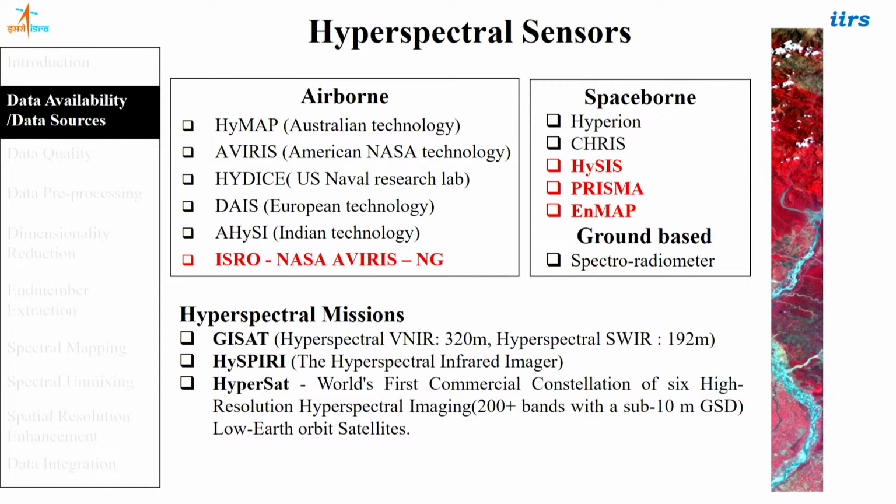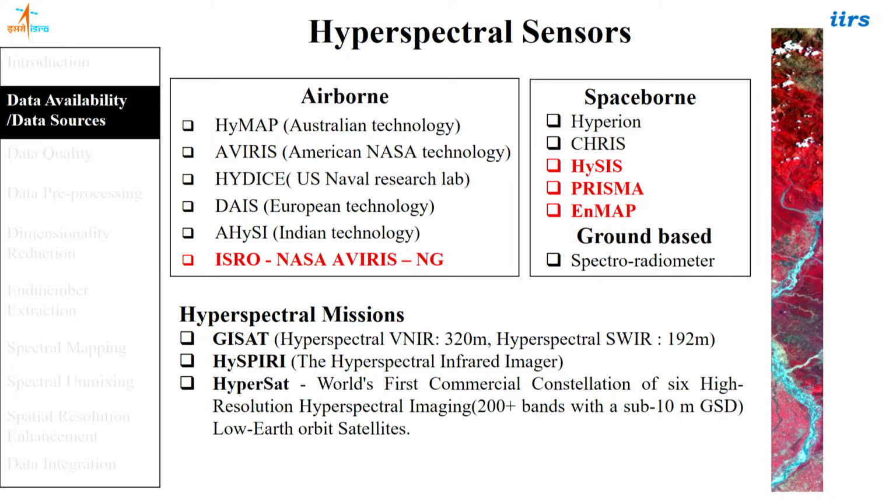Now coming to the hyperspectral sensors. Hyperspectral sensors are majorly categorized into three: airborne, spaceborne, and ground based. Airborne sensors, there are many airborne sensors launched till date. From India also we have a sensor like AVIRIS, that is Indian technology. HyMap is there, AVIRIS sensor is there, HYDICE is there, Digital Airborne Imaging Spectrometer for Europe is there. And recently NASA and ISRO collaborated, and NASA JPL has developed a sensor, that is AVIRIS Next Generation.